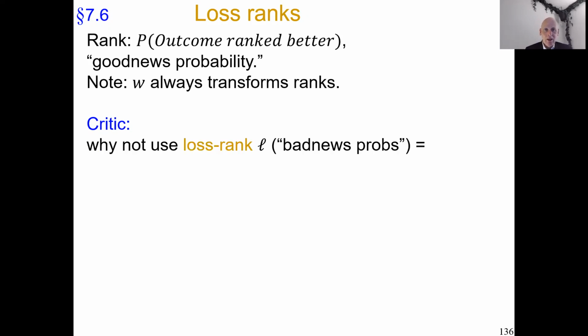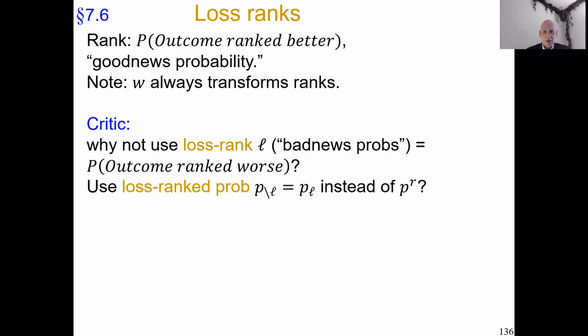Let me write it here. Let me call that a loss rank. So that is the probability of an outcome ranked worse. And the critic says, I think this is a better ingredient for a theory to develop. You guys were looking at rank probabilities. Those are pairs of probabilities where one is the outcome probability, the other is the rank. I think it's better to combine outcome probability with a loss rank. Let me call such a pair a loss rank probability. And I think if we use this concept, I expect we get better theories.